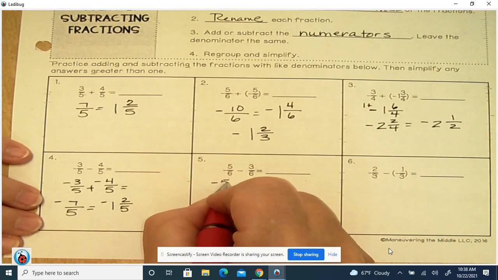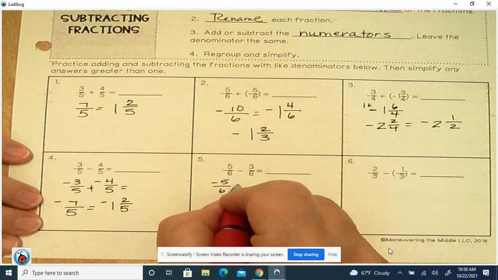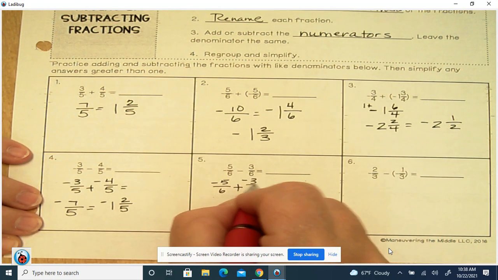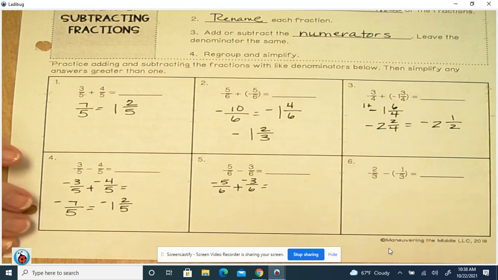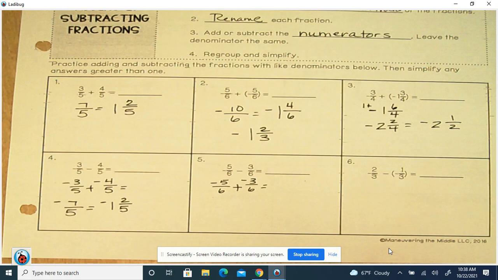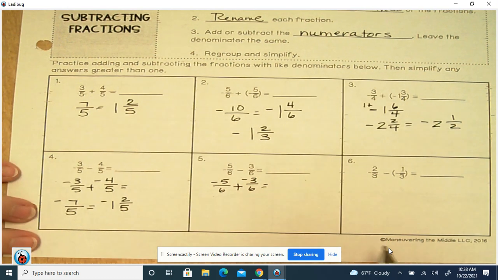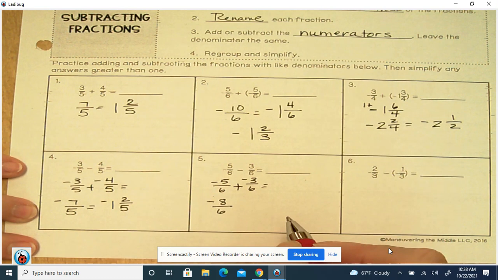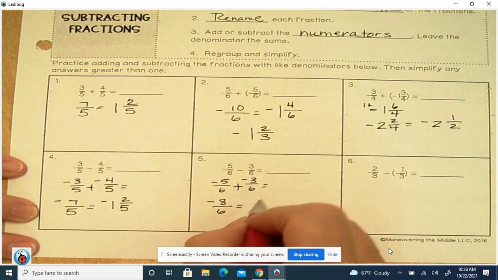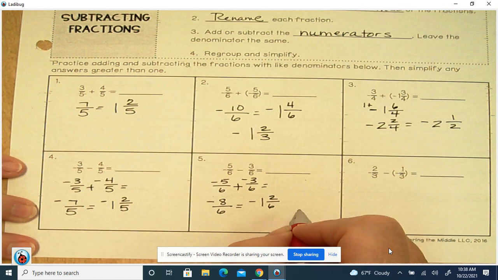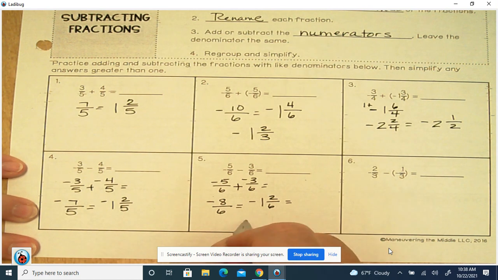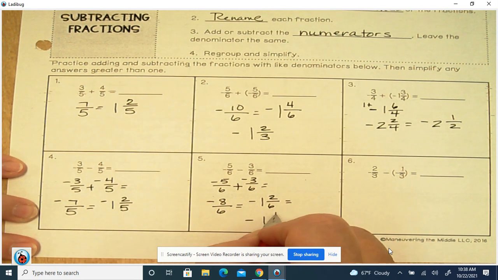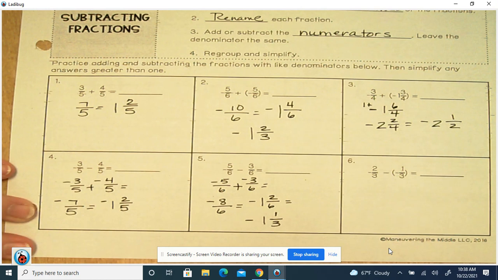We have a negative 5/6. Change the minus to a plus. Change the sign of the next number, and all you do is add them up as if it were a plus. Same sign, add and keep, so we have a negative 8/6. 6 goes into 8 one time with 2 left over, so we've got a negative 1 2/6, and that simplifies to a negative 1 1/3.